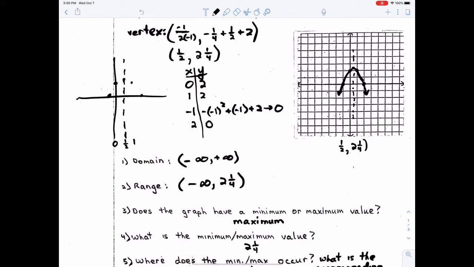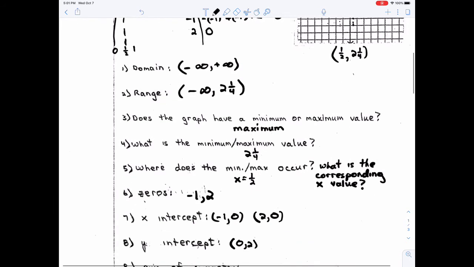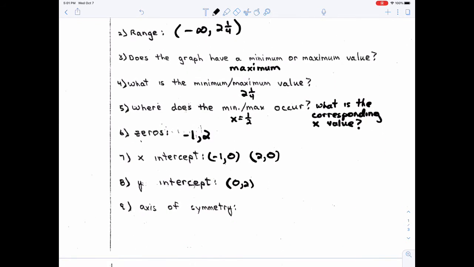So what is the equation of the vertical line through that point? It's the equation of every vertical line is x equals the x-coordinate, so it's x equals a half. And do you have to actually put x equals a half? Yeah, you do. Okay?